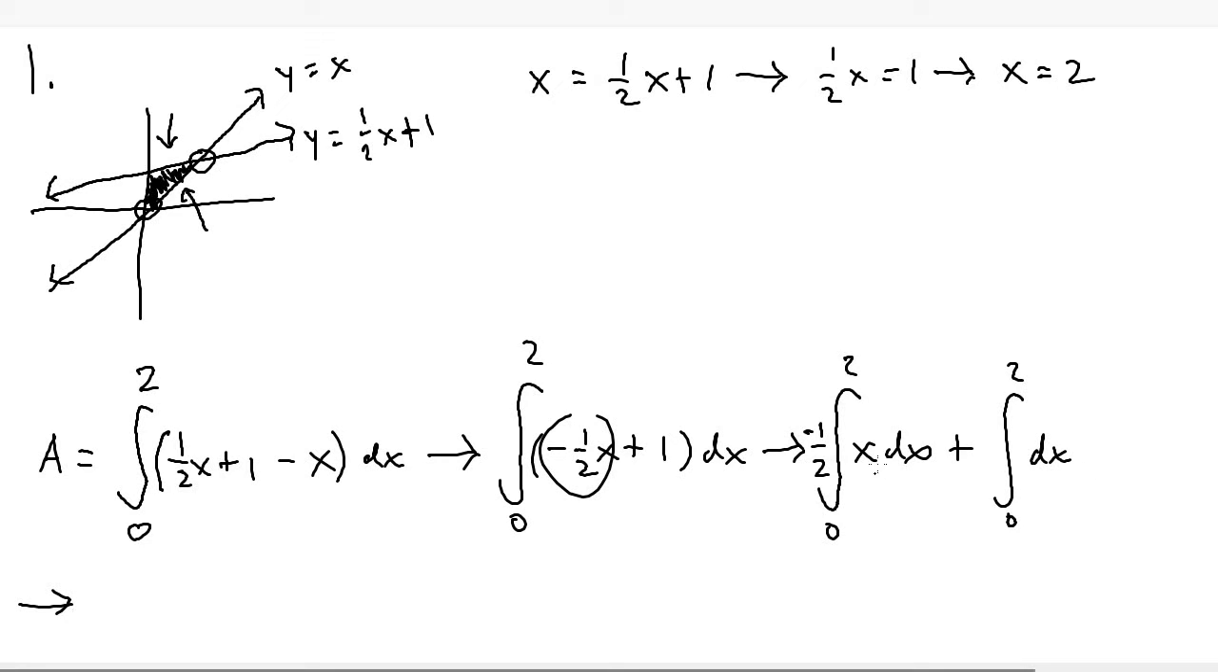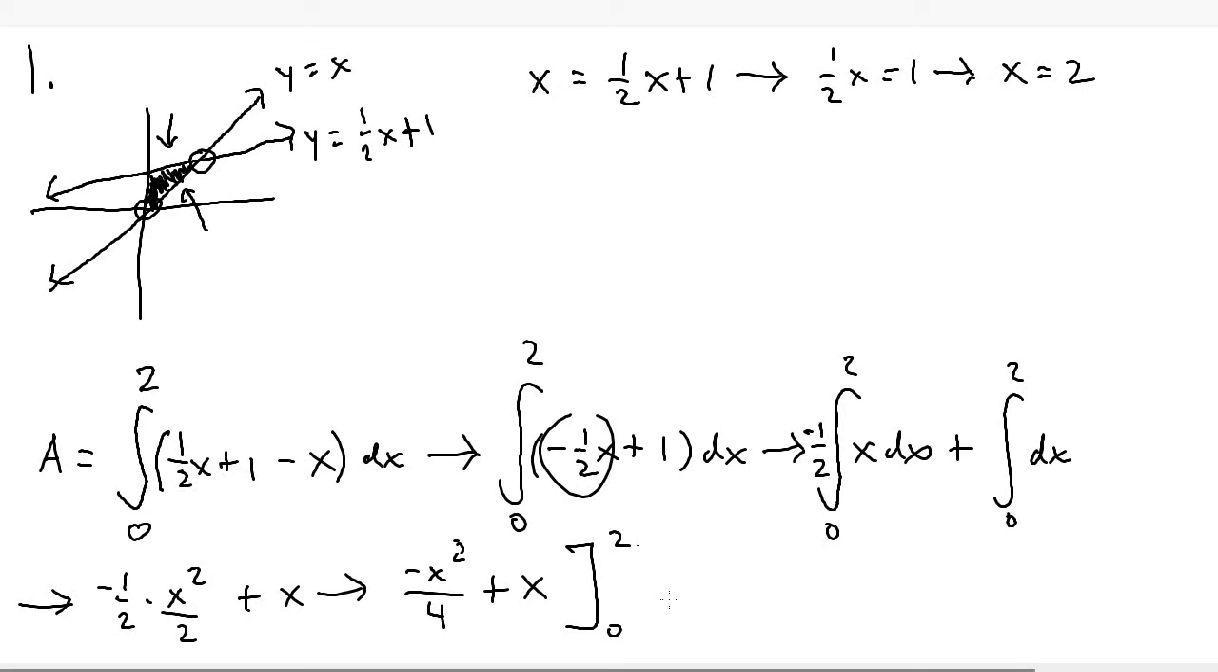So in order to integrate x, we add the power by 1 and divide by the same power, so just using the power rule. So x squared over 2 plus the integral of dx, which is just x. So a little bit more simplification. We get negative x squared over 2 times 2, which is 4, plus x. And now we have to put in our bounds, so from 0 to 2.